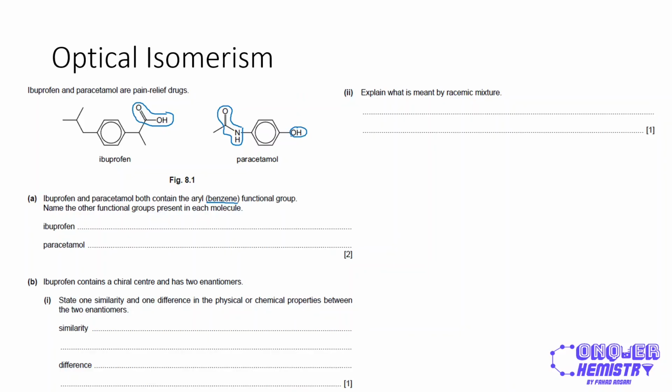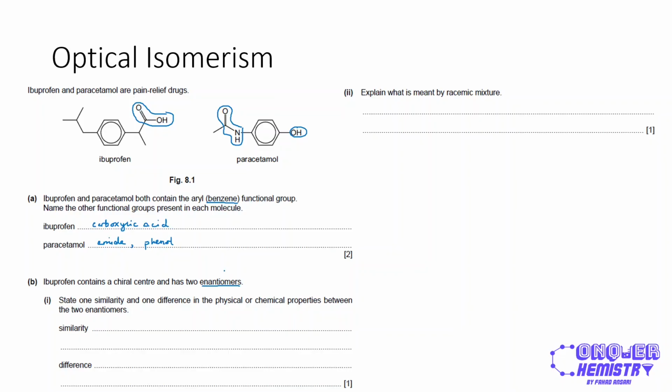Now, normally when the OH is bonded directly to the benzene ring, we call this a phenol functional group. So over here, we have carboxylic acid, and over here we have amide and phenol. Right, so ibuprofen contains a chiral center and has two enantiomers. Enantiomer is the technical term for optical isomer that comes from a chiral center. You have a pair of enantiomers or optical isomers, right?